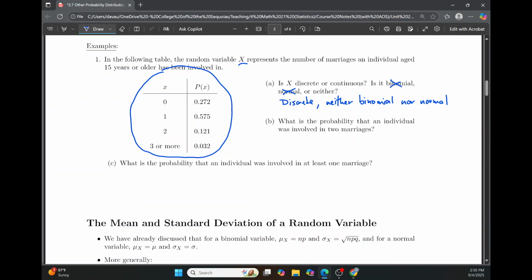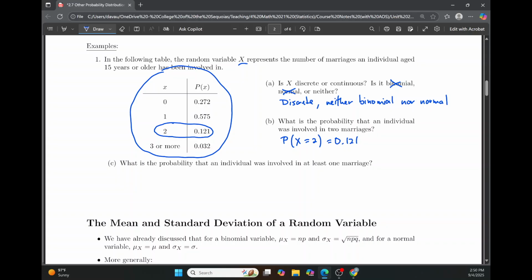Part B, what was the probability that an individual was involved in 2 marriages? This is one of those types of problems that seems easier than it should be, but actually it is as easy as it seems, right? This is just a question asking you whether or not you can read the chart, right? The probability an individual was involved in 2 marriages is 0.121, and that's all there is to that, right?